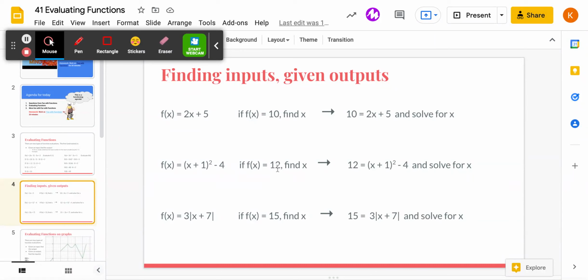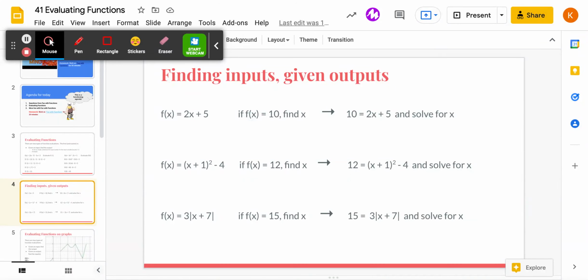This is saying the output is 12. So our job is to find what value of x will give us an output of 12. Well, f of x turns into 12, and I have this equation. We remember how to do this. You want to isolate the square first, so let's add 4 to both sides. That gives me 16 is equal to x plus 1 squared.